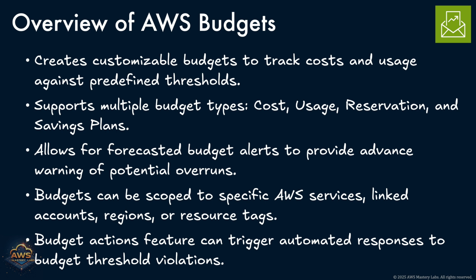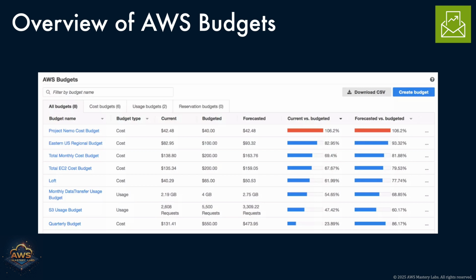Budgets can be scoped very specifically. You can track spend by AWS service, linked account, region, or even by resource tag, which is especially helpful when you want to align budgets with specific teams, projects, or business units. For advanced users, the Budgets API lets you manage and automate your budgeting programmatically, integrating it with your existing tooling.